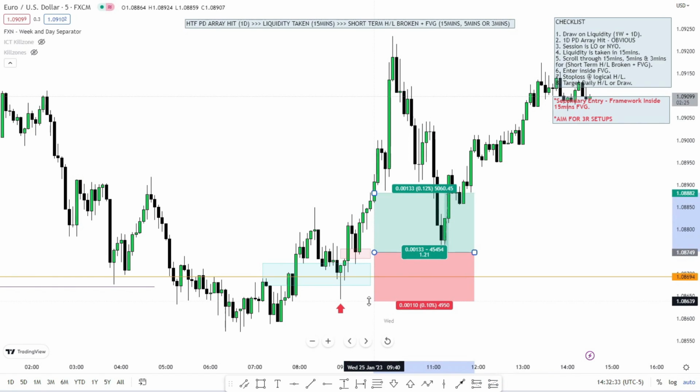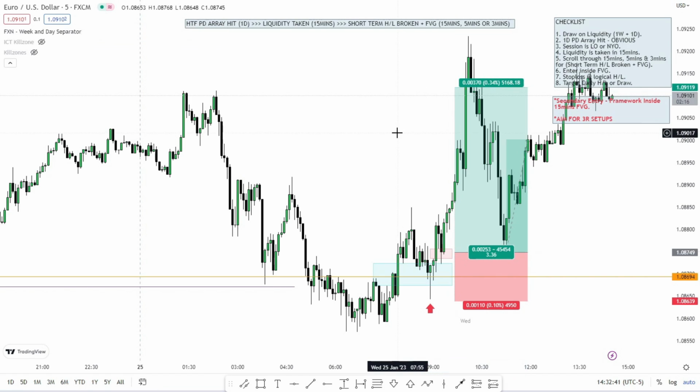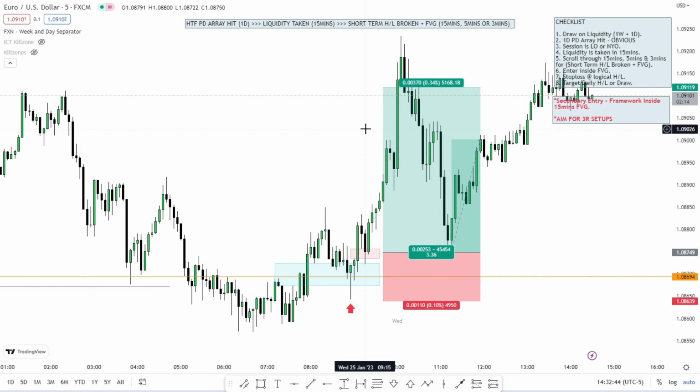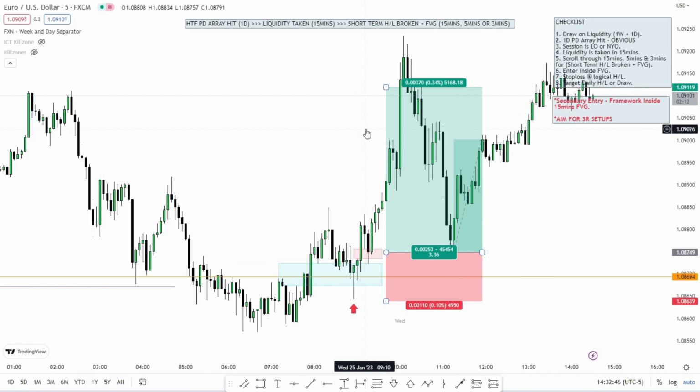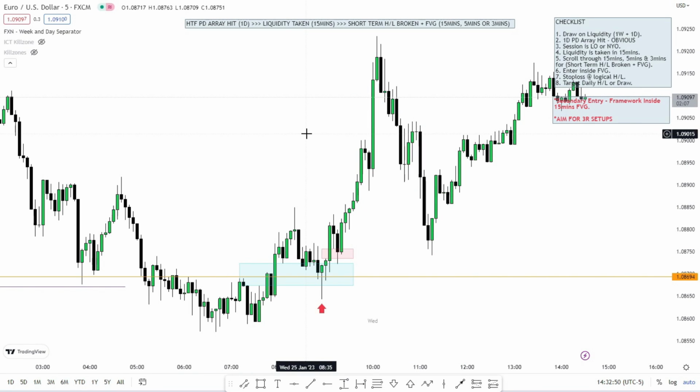You stop probably below that low. This is 11 pips. And then you aim for the highs. So we took right there. That is 3.36. Even much better than my end, which is 2.96. But still okay.